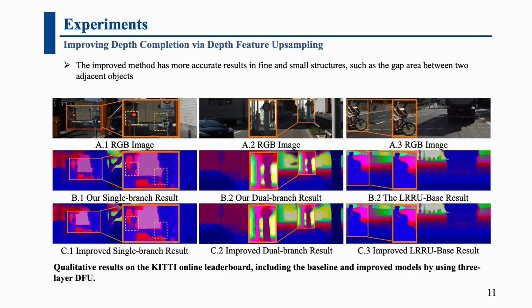The qualitative results show that the improved method has more accurate results in fine and small structures, such as the gap area between two adjacent objects.